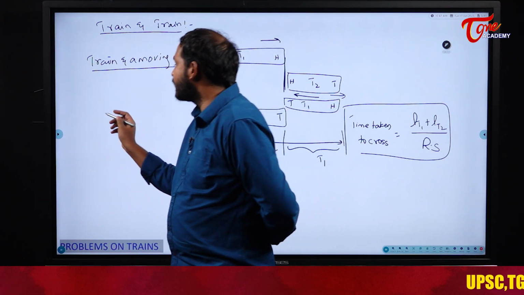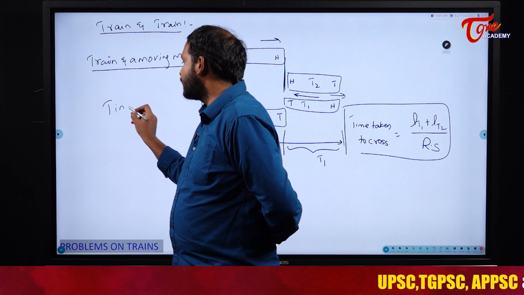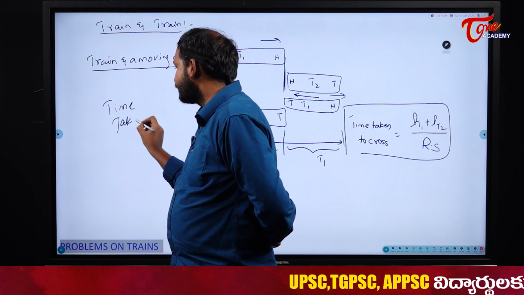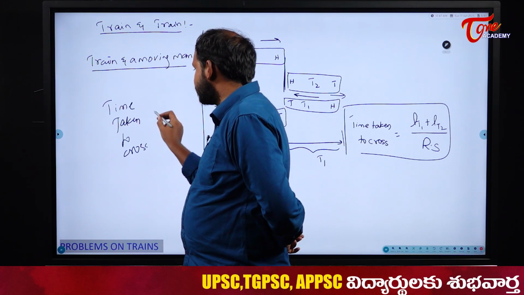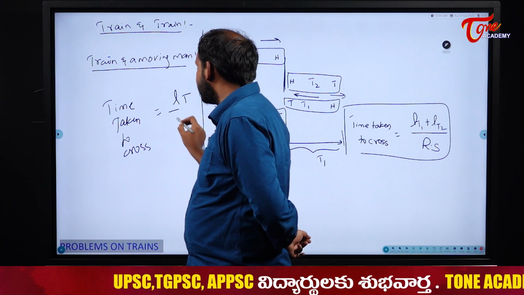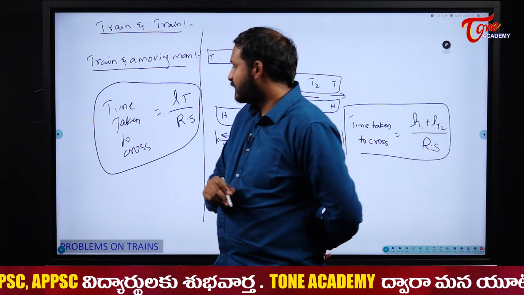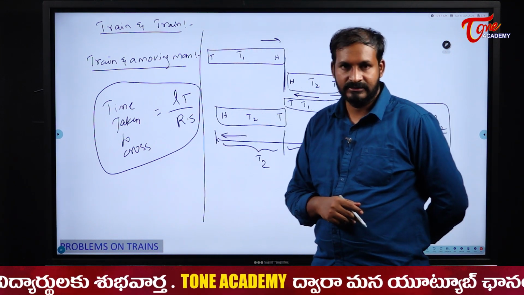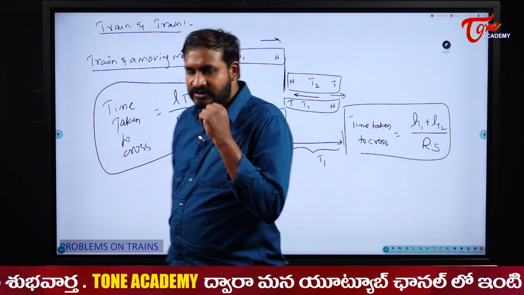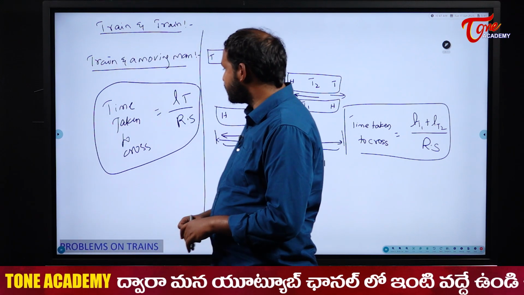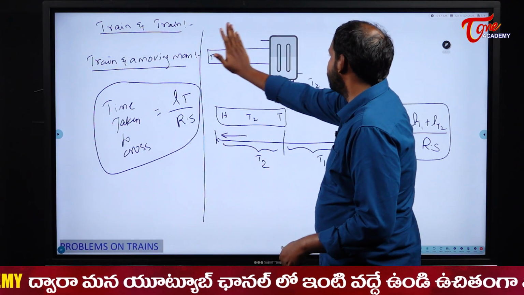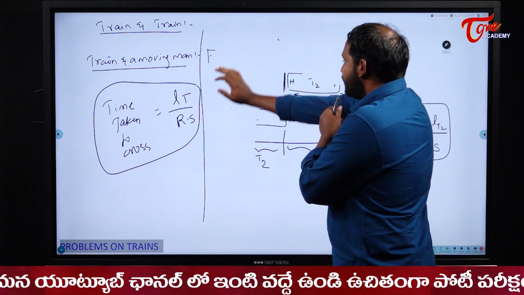So, what is the time taken to cross in this case? Time taken to cross is equal to only the length of the train by relative speed. Length of the train by relative speed. But see here, students, there will be one special case. I will discuss that case with this man and this train only.